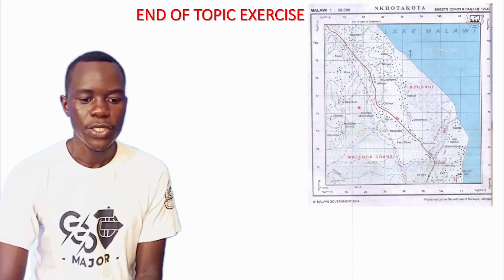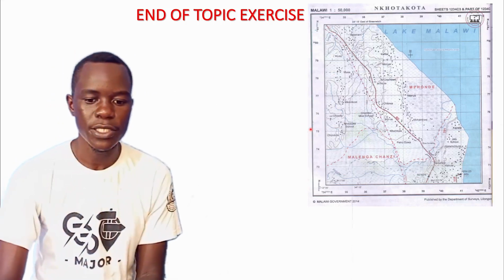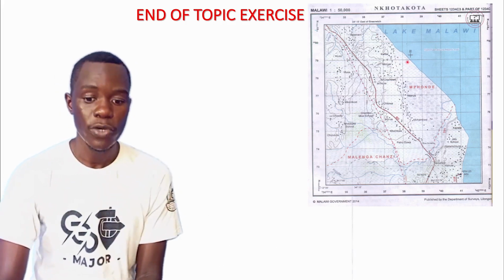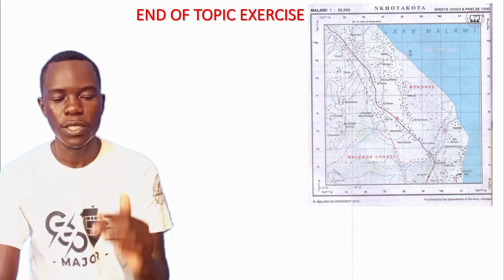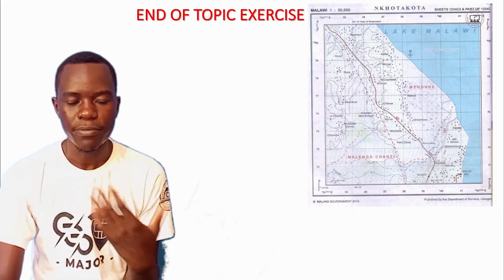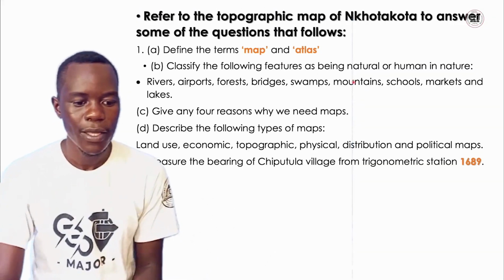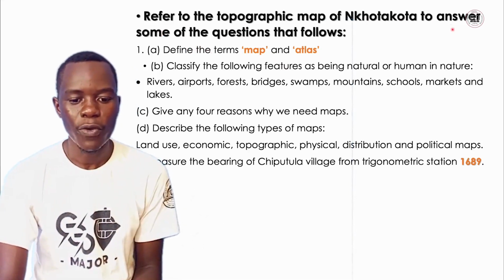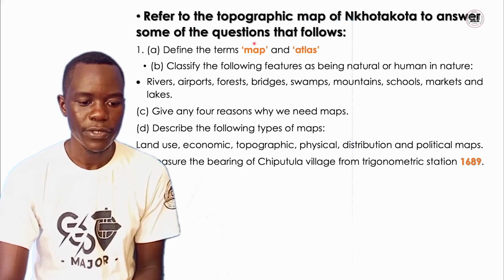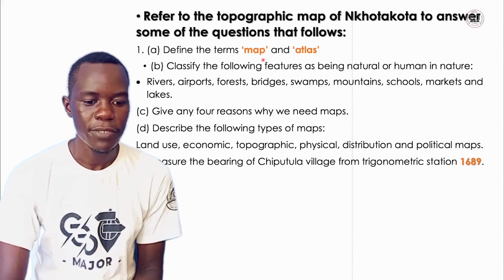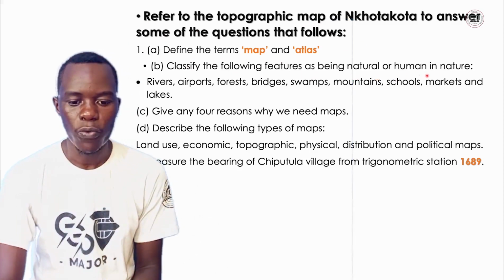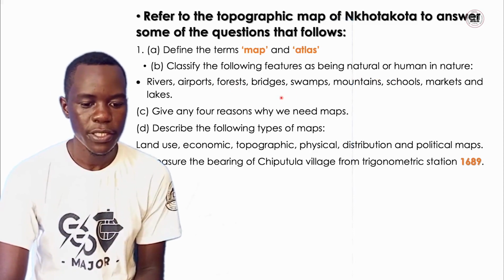At the end of the topic you have an exercise, and this exercise is still on map reading. You have been given the map of Patagota, and there are some questions which follow, which you will be discussing and practicing. The first question says refer to the topographic map and answer the questions that follow. Question 1A: define the terms map and atlas. B: classify the following features as natural or human in nature: river, airport, forest, bridges, swamps, mountains, schools, markets, and lakes.